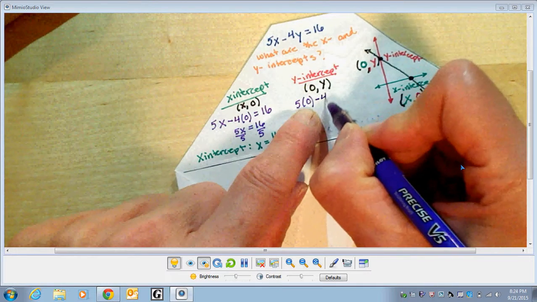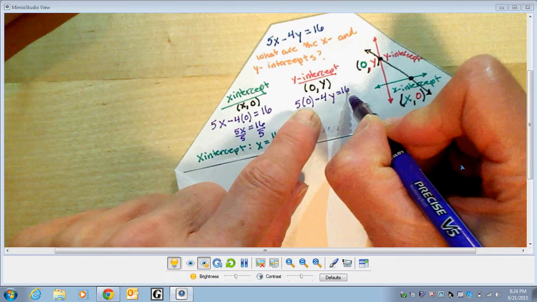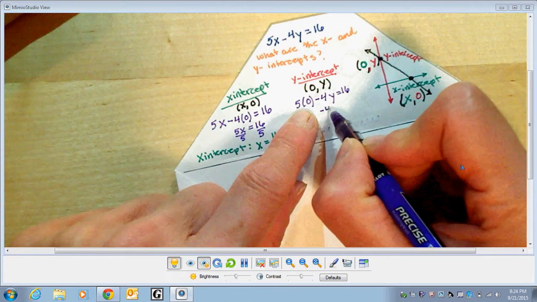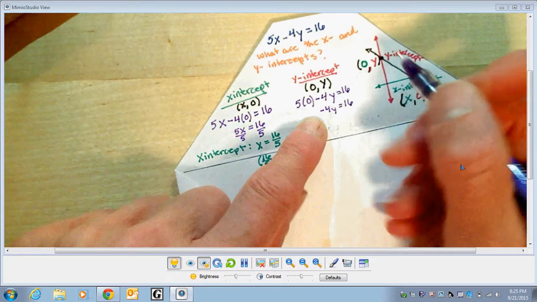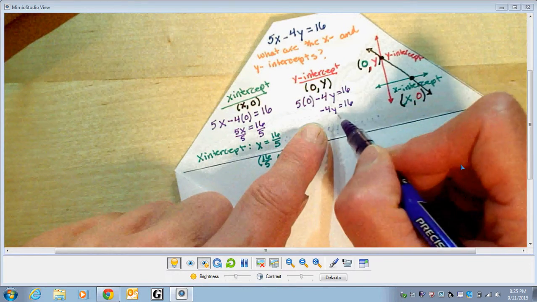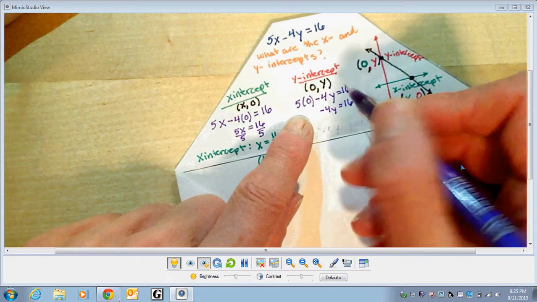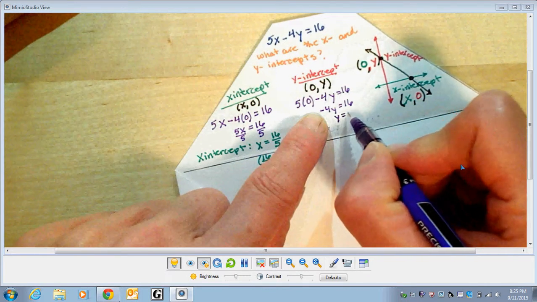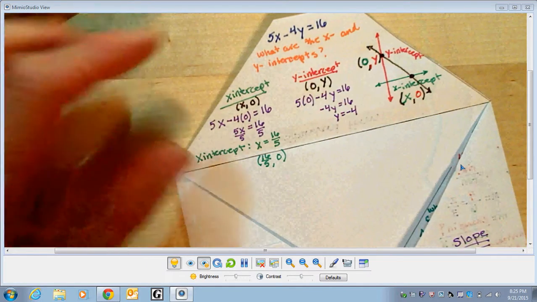Minus 4y, because I'm looking for y, equals 16. So I know negative 4y equals 16. And then that means that y is negative 4. Okay? So that means y is negative 4, and that would be my y-intercept.